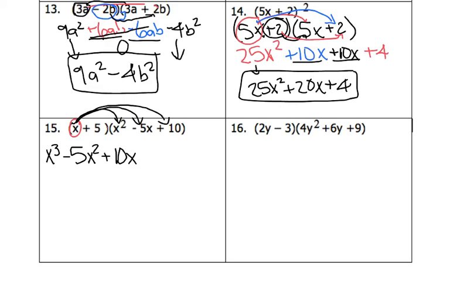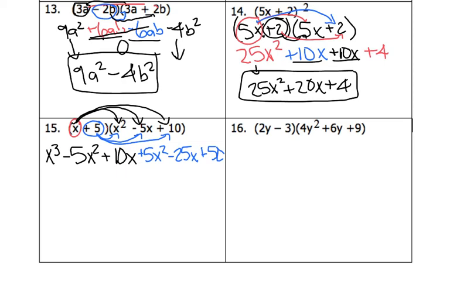All right, now let's move to the second value inside the first parenthesis, which is positive 5. Positive 5 times x squared is positive 5x squared. Positive 5 times negative 5x. 5 times negative 5 gives us negative 25, and there is 1 x in that, so x. And finally, positive 5 times positive 10, positive 50.